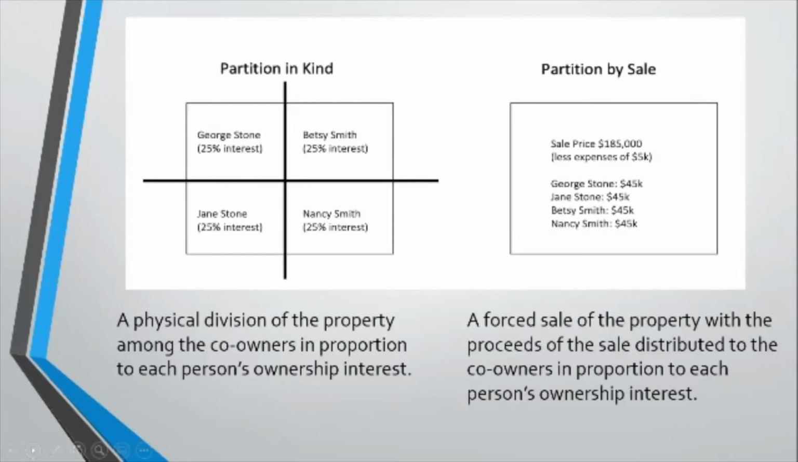This court-ordered division is referred to as a partition of property. There are two types of partitions, a partition in kind and a partition by sale. A partition in kind is a physical division of the property among the co-owners in proportion to each person's ownership interest. A partition by sale is a forced sale of the property with the proceeds of the sale distributed to the co-owners in proportion to each person's ownership interest.